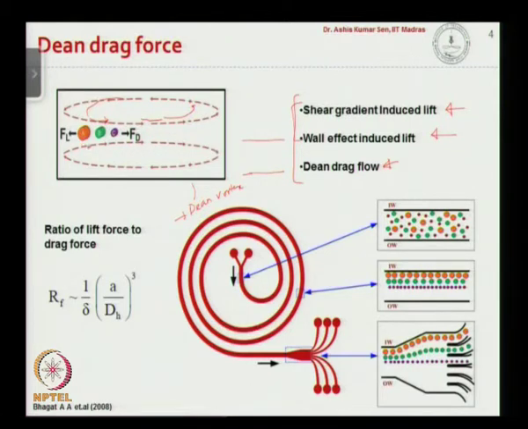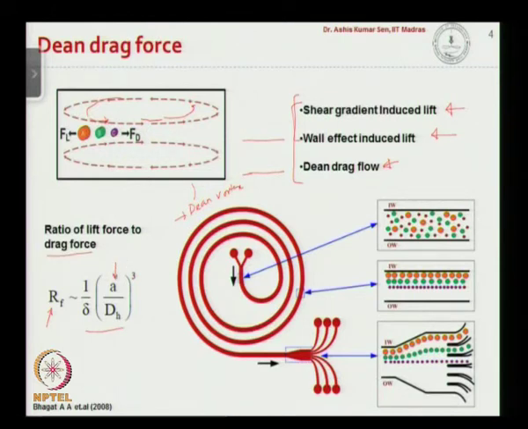So the net lift force is acting towards the wall and the Dean drag is acting towards the center, and if you take a ratio of lift force to drag force it will vary like this. So this is the ratio of the lift to drag force, which is 1 over delta into (A by dH) whole cube.